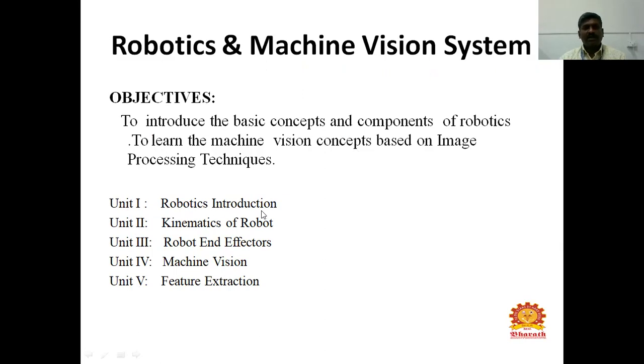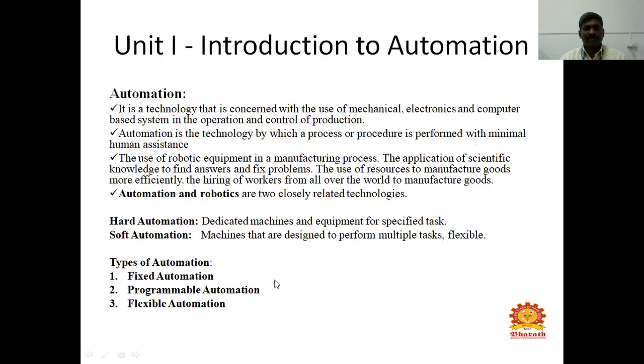First unit is robotics introduction. Second unit is kinematics of robotics. Third unit is robot end effectors. Fourth unit is machine vision system, and the fifth unit is feature extraction. These are the 5 units. Let's start with the first unit.